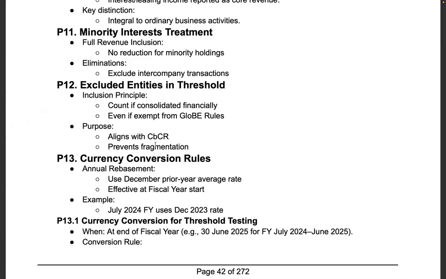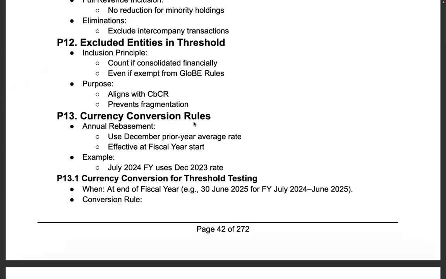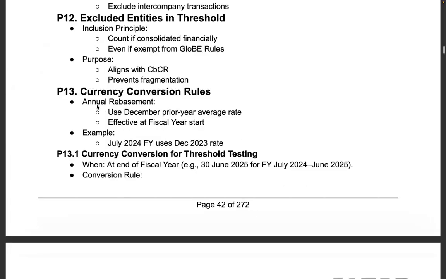Paragraph 13 talks about currency conversion rules. So there is an annual rebasement. Use the December prior year average rate. That's a currency conversion rule. Last year's December rate, effective at fiscal year start.